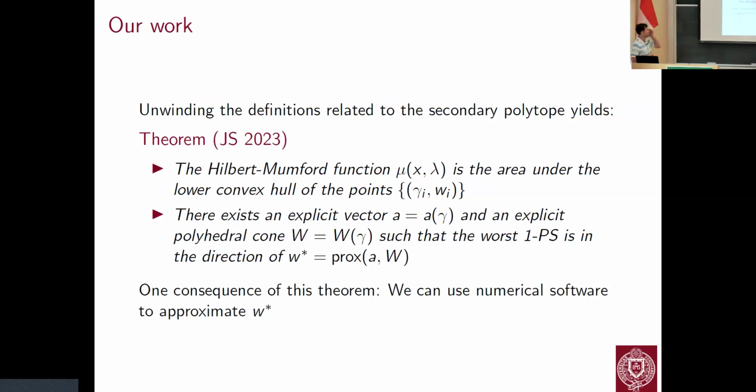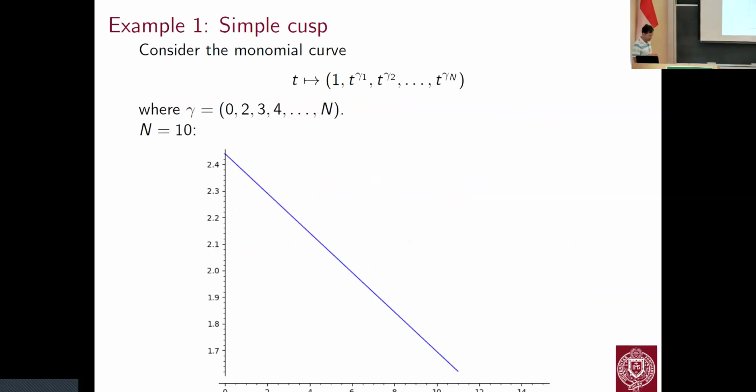And so with that interpretation of things, we're able to use software to compute the worst one-parameter subgroup and see examples for the first time in 50 years. So let's take a look. What happens for a simple cusp? So again, my semigroup, we have just one gap. You leave out 1, and as n increases, you get all the numbers from 0 through n except the number 1. And so I'm going to show you some pictures for what happens for different values of capital N.